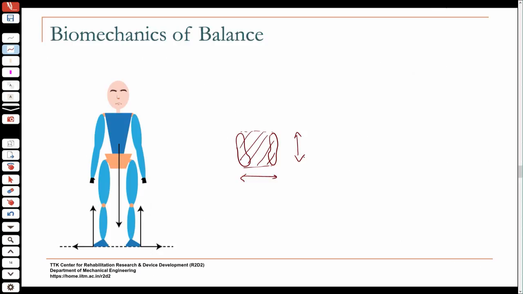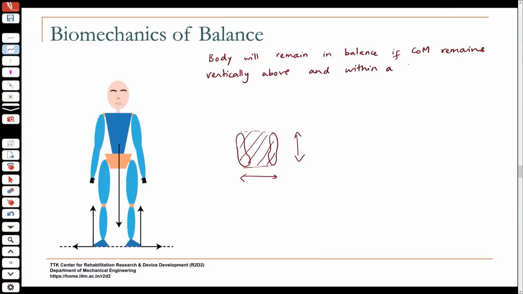So, the body will remain in balance if the center of mass remains vertically above and within a certain prescribed area on the ground, called the base of support.